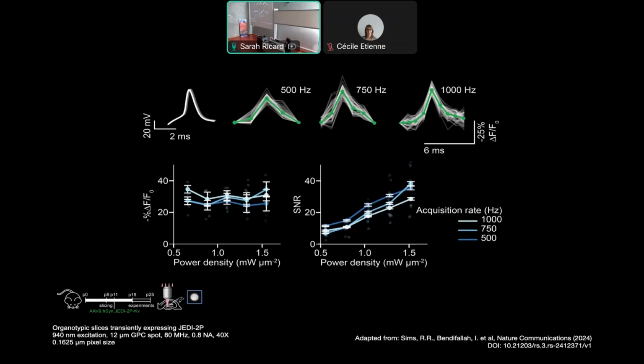And what we found was that actually there was not that much difference in the delta F when we have the acquisition rate from 1 kHz to 500 Hz. And also that we're working in what is called the shot noise regime. So basically our main noise source comes from the randomness of the emission of photons in the fluorophores rather than any other external noise source, which is something nice about these tools.